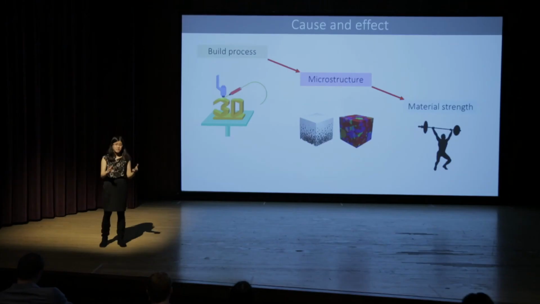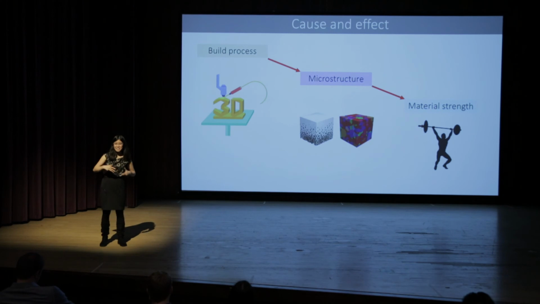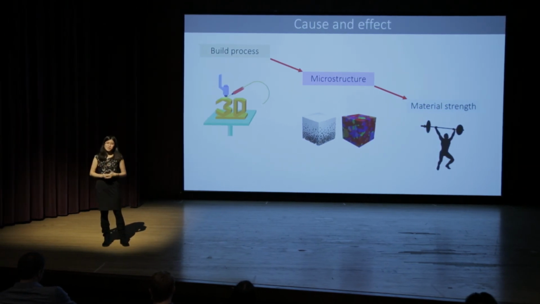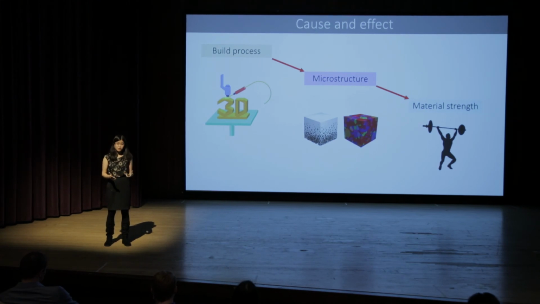You can choose a material strength or property that you desire, backtrack and design the microstructure to help you achieve the goal, and then control the process parameters to get that microstructure. With this, we can get improved quality control in 3D printing and help it achieve its full potential.